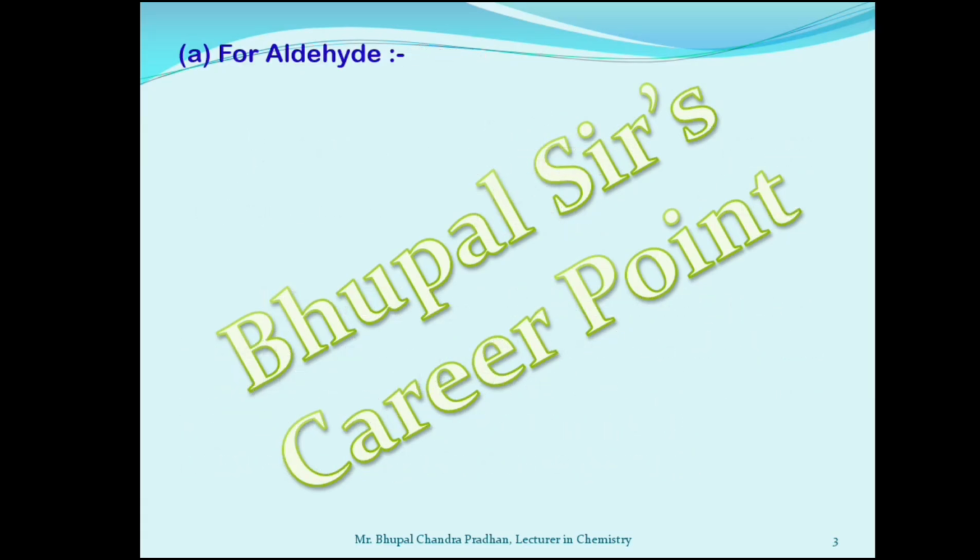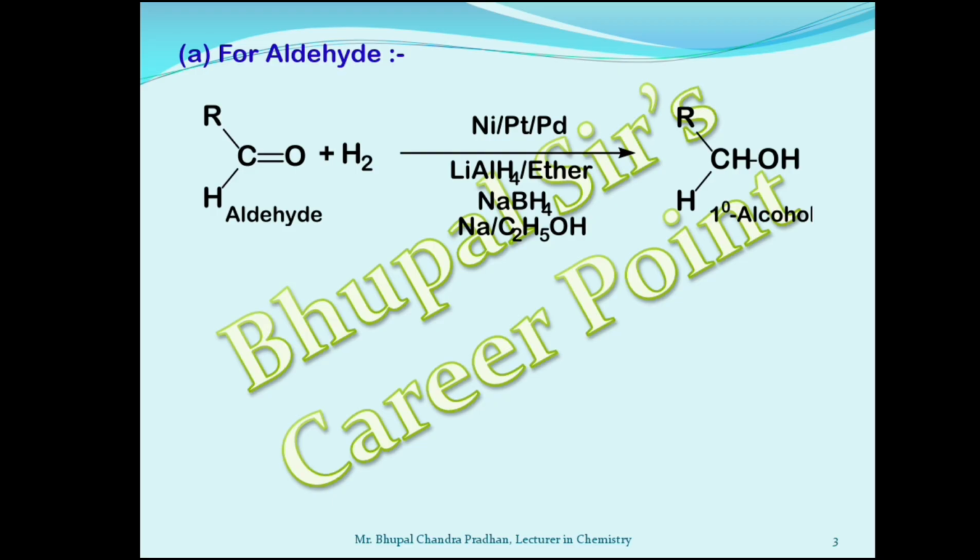Now, for aldehyde, if aldehyde undergoes reduction in the presence of Raney nickel, platinum or palladium, or lithium aluminum hydride in ether, or sodium borohydride, or sodium in alcohol, then the corresponding primary alcohol is formed. Here the alcohol formed is called primary alcohol because the carbon atom to which the OH group is attached is in turn attached to one alkyl group and two hydrogen atoms. As only one alkyl group is attached to the carbon atom to which the OH group is attached, it is a primary alcohol.